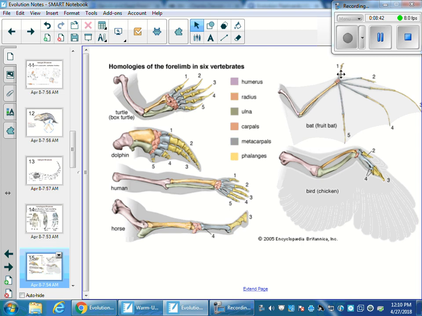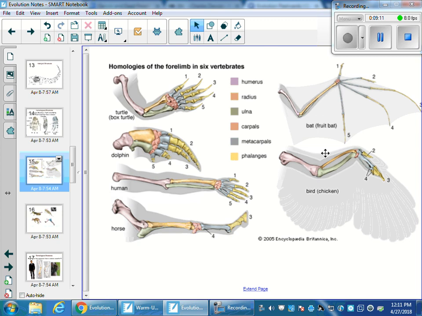So if we look at turtles and bats and birds and horses and dolphins, we see this similar pattern. We start off with one bone, then two next to each other, then these wider ones here, and then it breaks apart into different ones. So we have this same pattern, even though clearly they don't look exactly the same. They have changed over time based on what was favorable for that population. But there's still the same pattern that we see. And this idea shows us that there is change in the population over time. So these are what are called homologous structures.